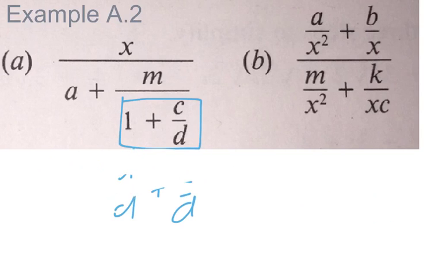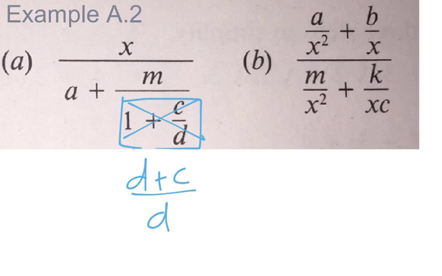I'll erase this and just write that out. So this part here becomes D plus C over D, and that takes the place of this section. Now, if we write the whole thing out, and I'll go ahead and show you how that looks.